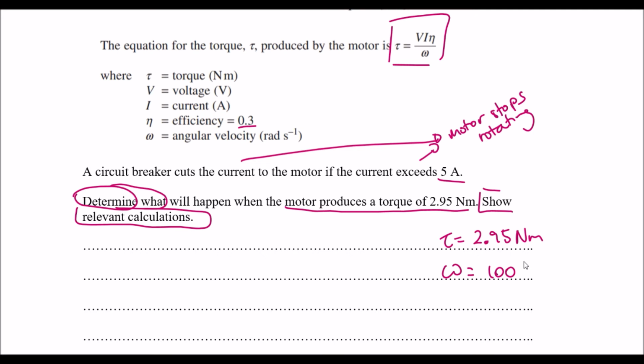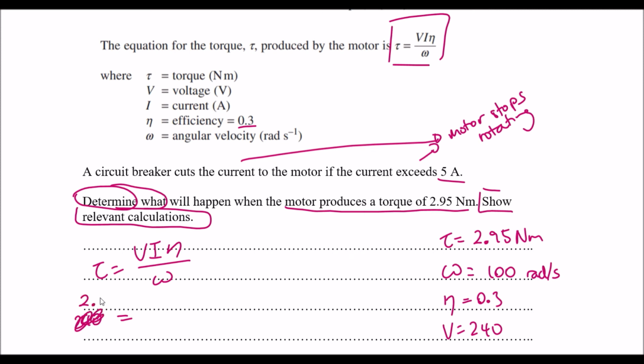Okay, angular velocity, rad/s. We have the efficiency at 0.3, and we have the voltage at 240. So substituting that into our formula. So this is our formula here. Substitute that through. 2.95 equals 240 I times 0.3, and then we have an angular velocity of 100.